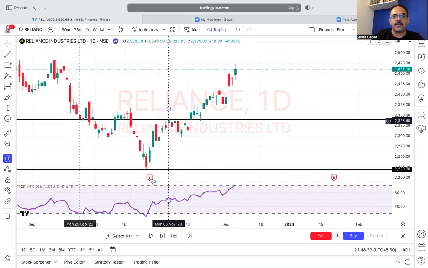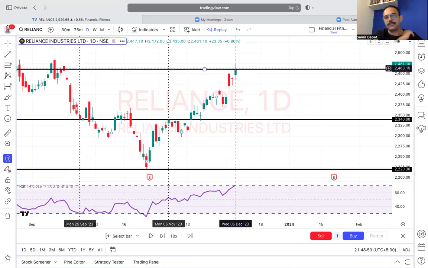So we bought here. This was our stop loss exit. We can exit here. Okay. When RSI crossed above 70, we can plan to book profit and we can exit. Okay. So far, so good.